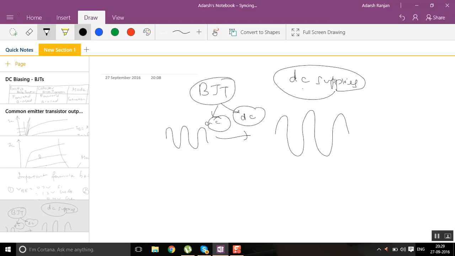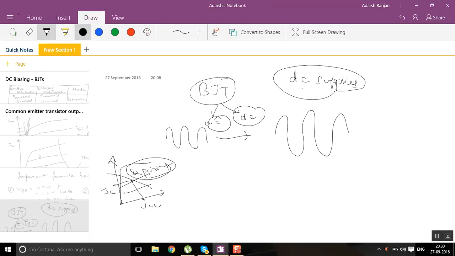Biasing is the process of application of DC voltages to fix the level of current and the voltages, and when we fix the level of the current and the voltages, we get a fixed point in the output characteristic, and this fixed point is called the Q point. So to fix the level of this Q point, we need biasing. Okay, so what is the need of biasing? To fix the Q point or the operating point.